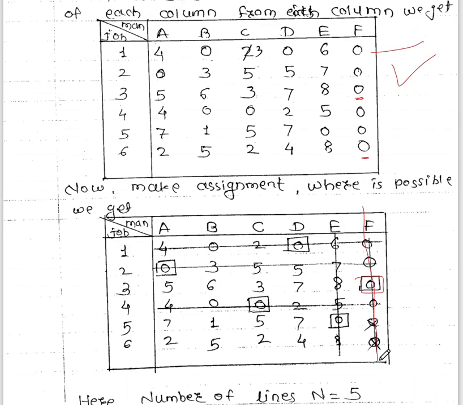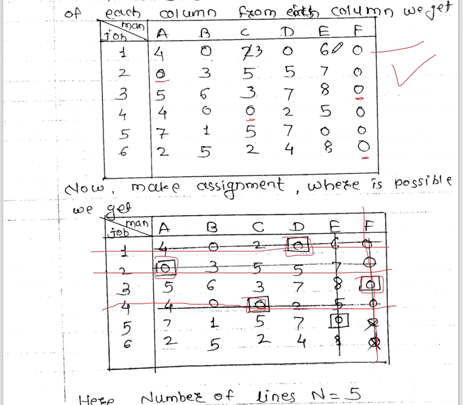Now we will go column wise. In the first column there is one 0 at this cell, so we can make a 0 assignment here and cross the second row. In the second column there are 2 zeros, so we cannot make a 0 assignment here. In the third column there is one 0, so we can make a 0 assignment here and cross the fourth row. Similarly, in the fourth column there is only one 0, so we can make a 0 assignment here and cross the first row.